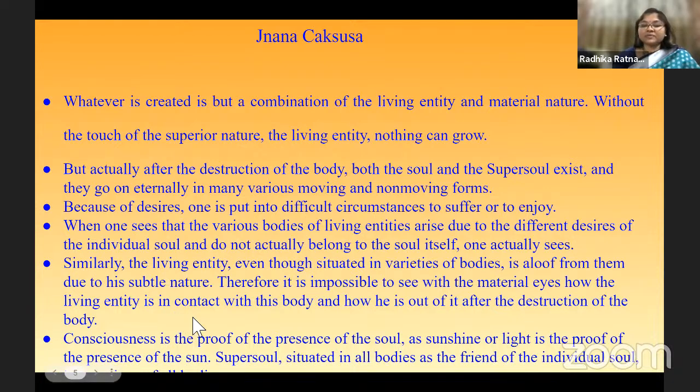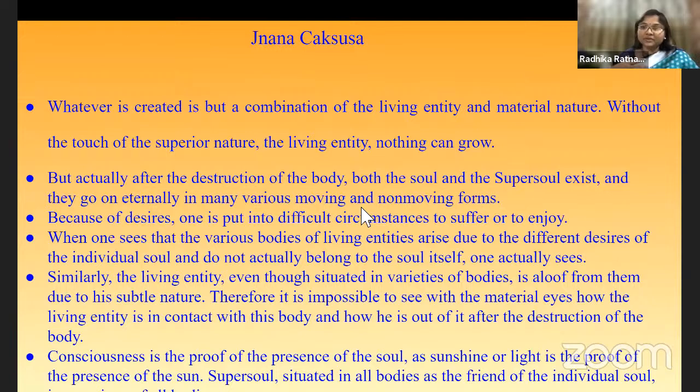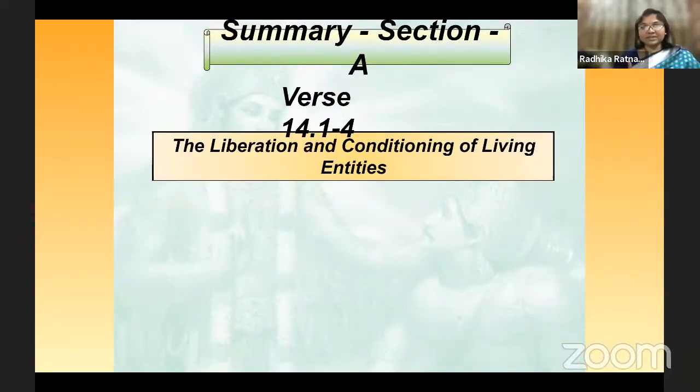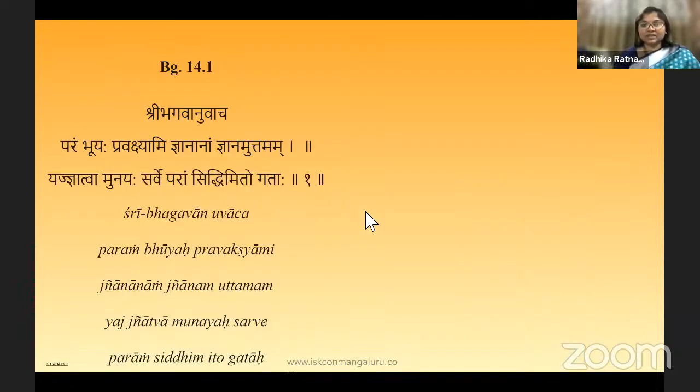Consciousness is a proof of the presence of the soul, as sunshine is a proof of the presence of the sun. The Supersoul is situated in all bodies. Irrespective of the body, each of the 84 lakh species has a soul in every living entity, and depending on past karma, they get their bodies. But being in a human form, we should try to be God conscious, awaken the inner knowledge and go back to the Godhead. So what are the materials and methods by which we can go forward? We'll see. The liberation and conditioning of the living entities.